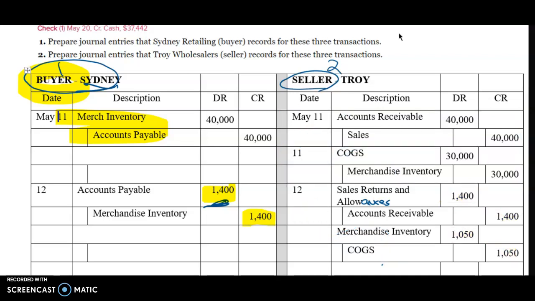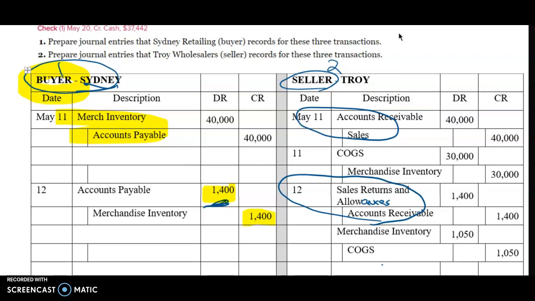And then this entry, accounts receivable sales, is the same as this one, except we don't want to put it back in sales. We want to put it back in sales, returns, and allowances. Okay?